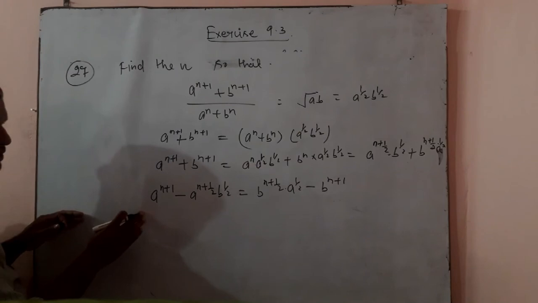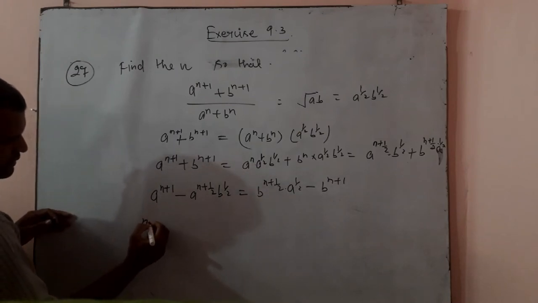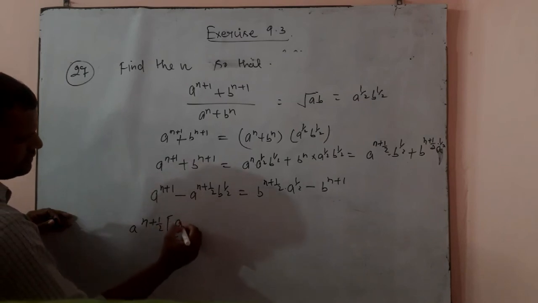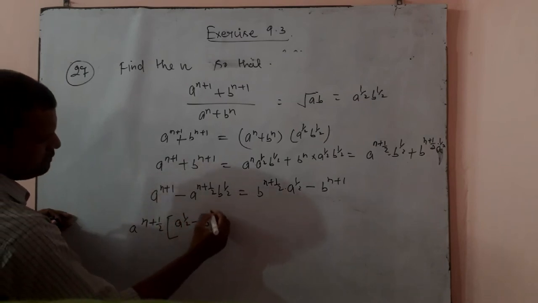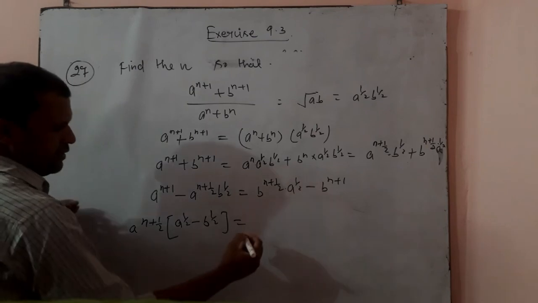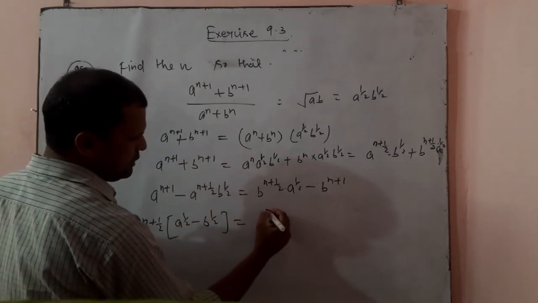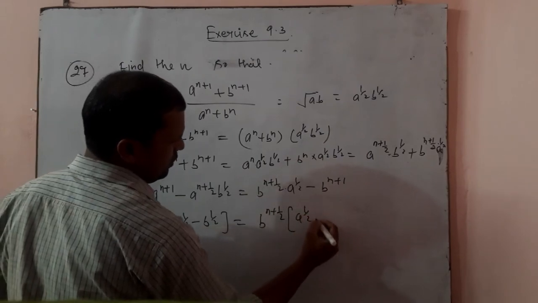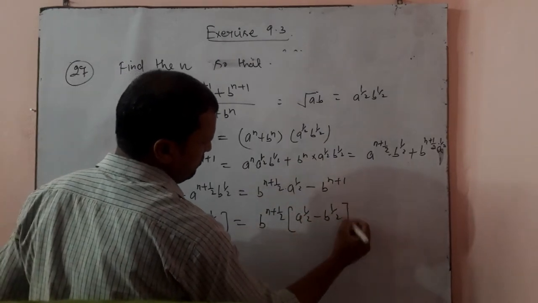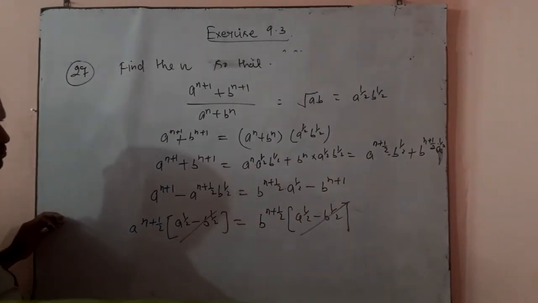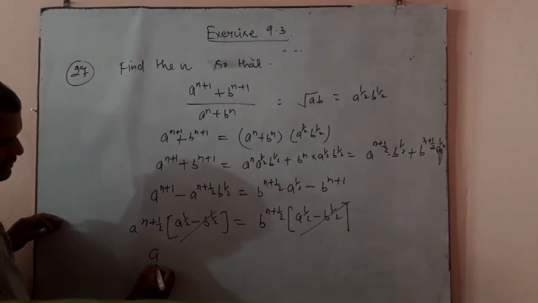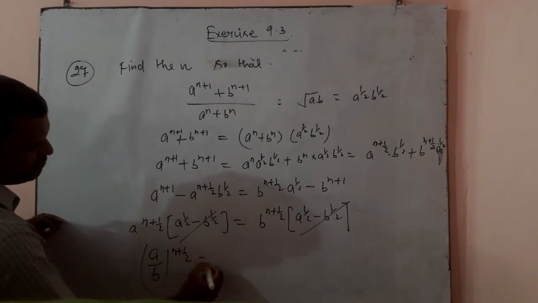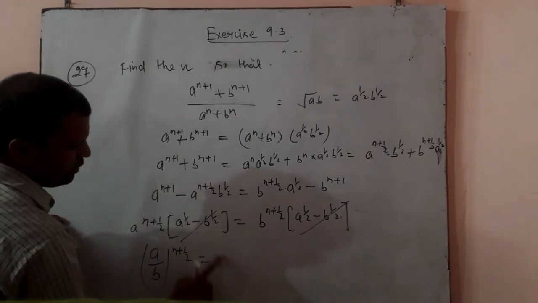Now anything common here, means a to the power n plus half as a common. This gives a to the power half minus b to the power half. Here we can take the common b to the power n plus half. This gives a to the power half minus b to the power half. Now this and this are cancelled out. Now this can be written as a by b whole to the power n plus half equal to 1.